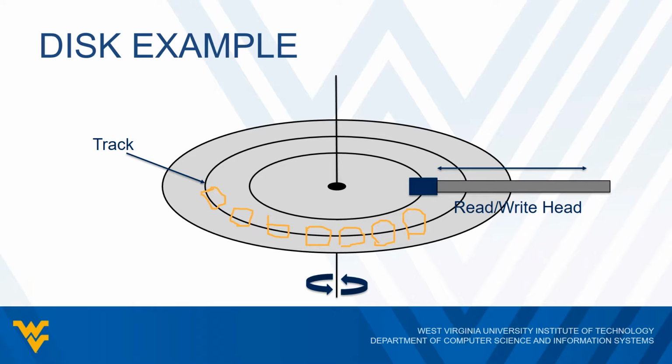I won't draw the whole thing, but just imagine that these sectors lie on this entire track that goes in a circle. So the idea is that we're going to rotate this disc really fast, and then we have this read-write head right here that's going to move forward and back to read the different tracks. So once it picks a track, then it's going to read the sectors that are on this track.